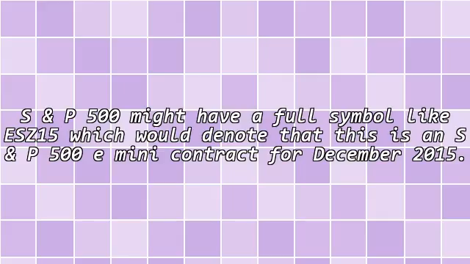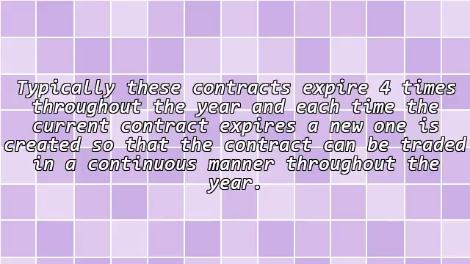So the S&P 500 might have a full symbol like ESZ15, which would denote that this is an S&P 500 E-mini contract for December 2015. Typically these contracts expire 4 times throughout the year, and each time the current contract expires a new one is created so that the contract can be traded in a continuous manner throughout the year.